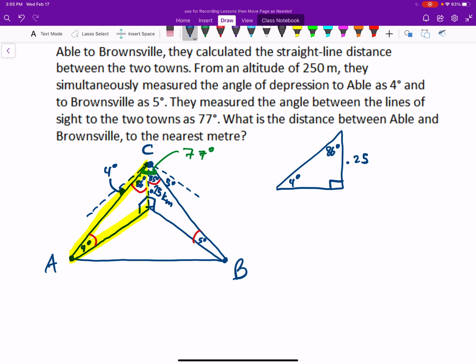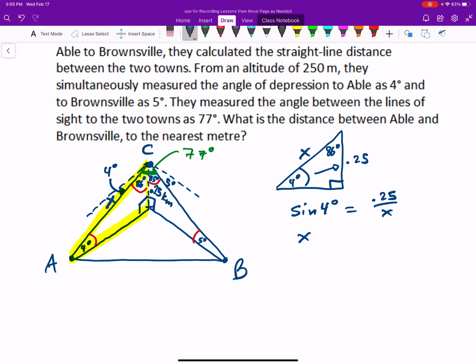I want to find, let's call this x here. So I'll call that x and I'll put that there. So I want to find the hypotenuse that I'm calling x. So if I do that, let's maybe go from this side here, the 4 degrees. That makes the 0.25 the opposite side. So sine of 4 degrees is equal to opposite, so 0.25 over x.